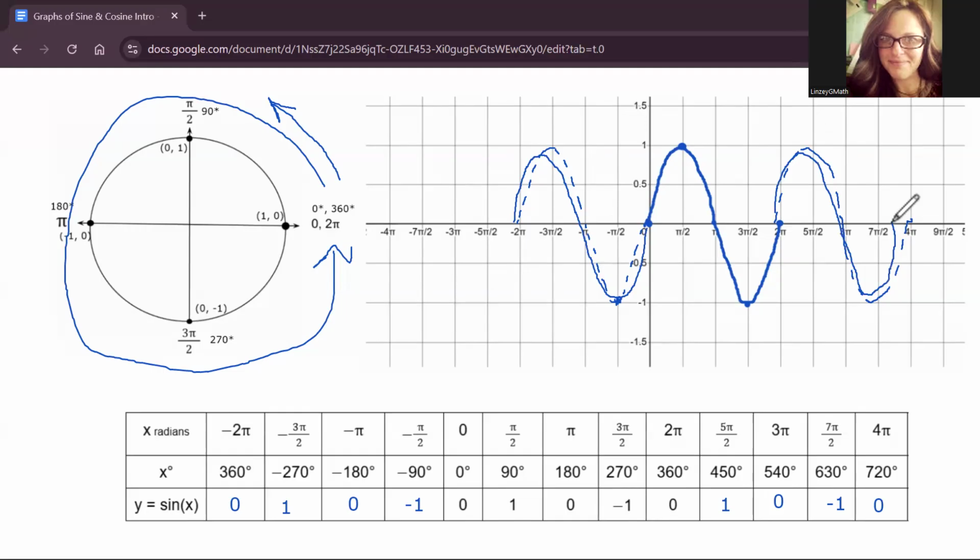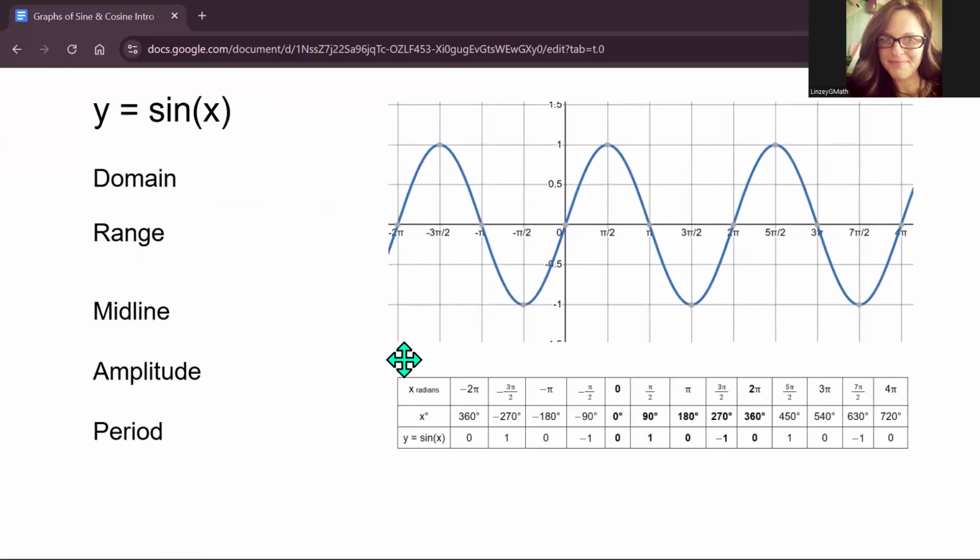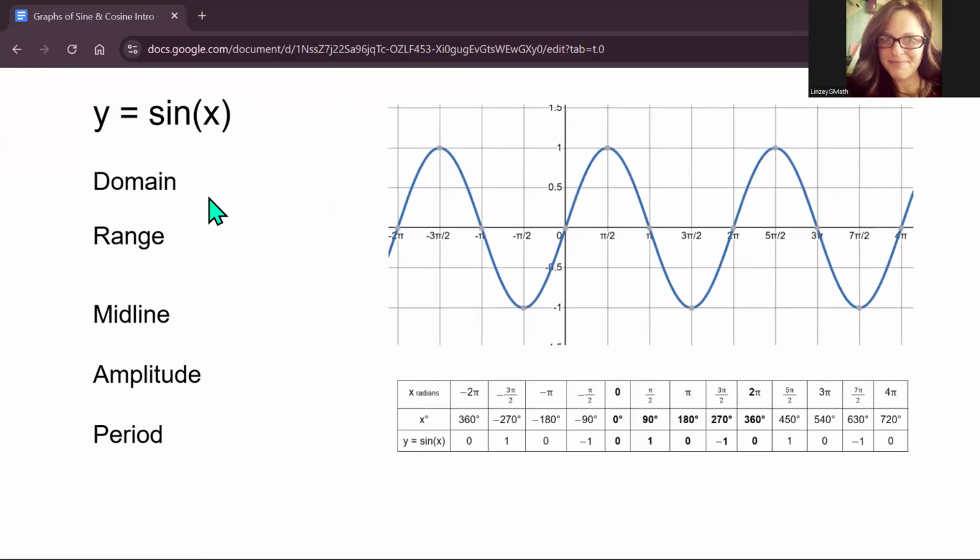Let's take a look at the key features of our sine function. The domain. The domain is all real numbers, -infinity to infinity. We don't have any domain restrictions. The range. We go down to -1 and up to +1. The midline. The midline is the x-axis. Y equals 0.